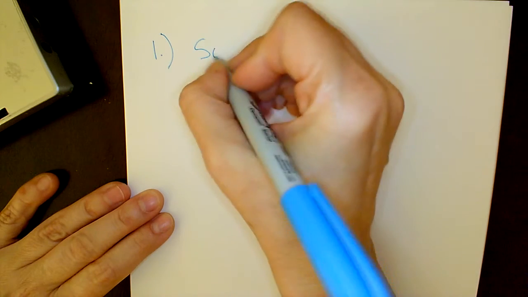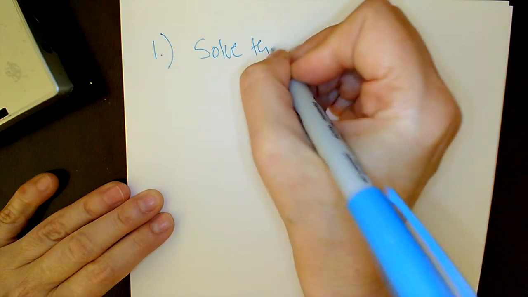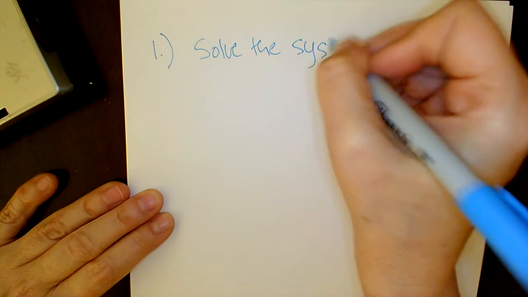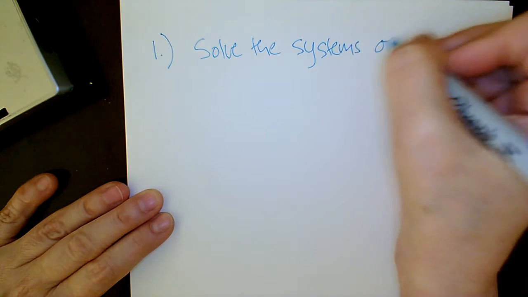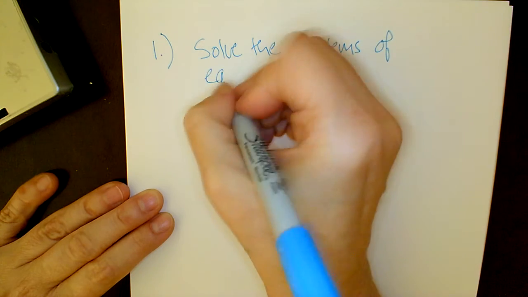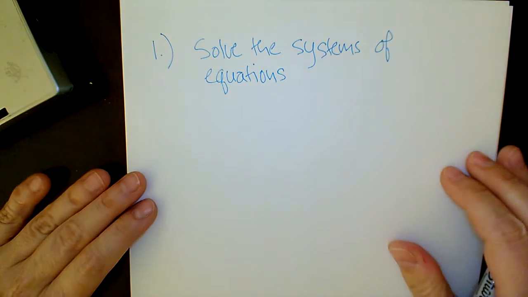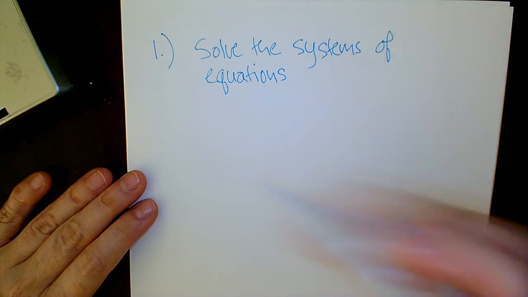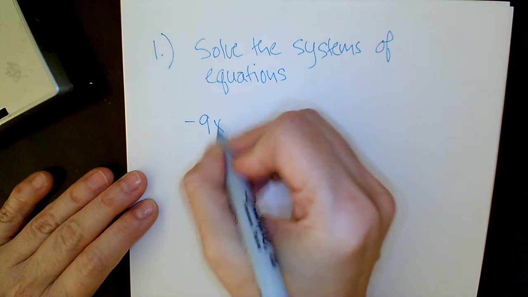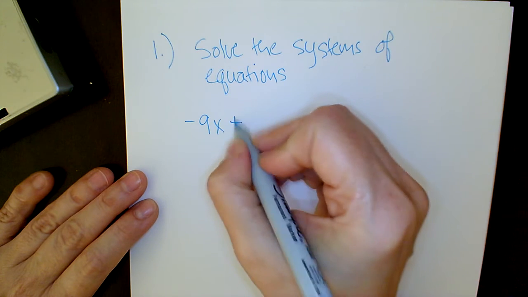So, like I said, these are Hawks homework problems. So here's the first one. It'll say solve the systems of equations. And here's one of the very first ones that Hawks gave me.